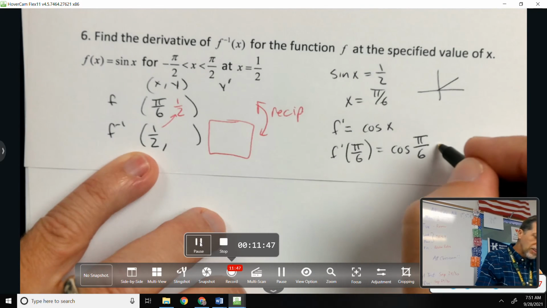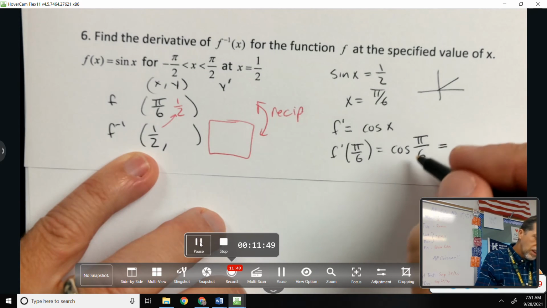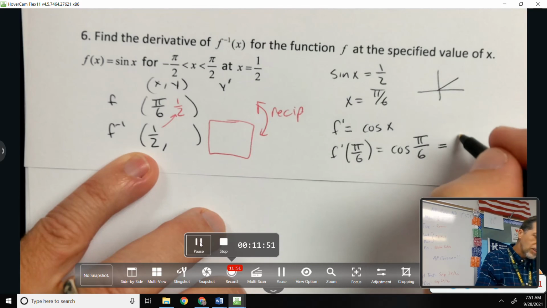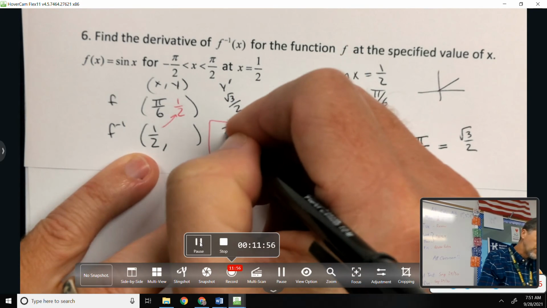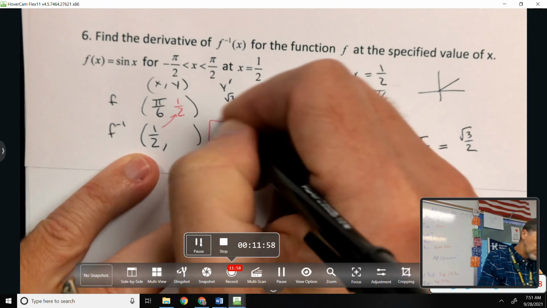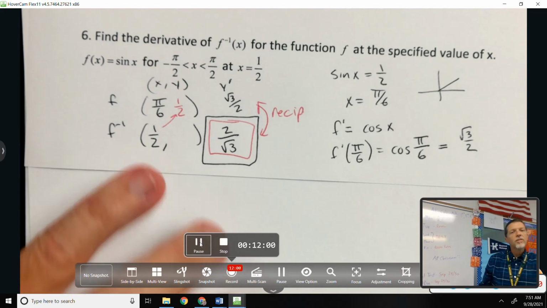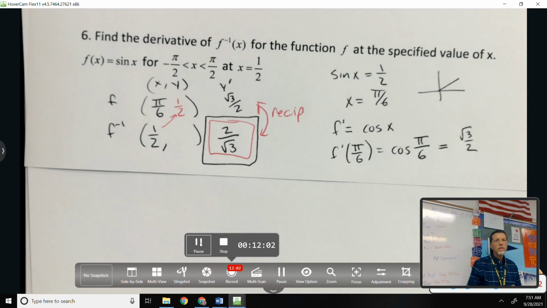If, however, this is a multiple choice question, cosine pi over 6 is root 3 over 2. And so the flip of that is 2 over root 3. So there's the answer we're looking for. So keep track of all the pieces for those inverse questions.